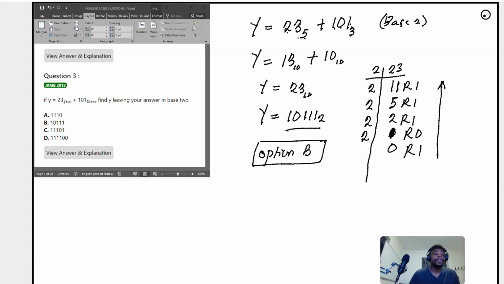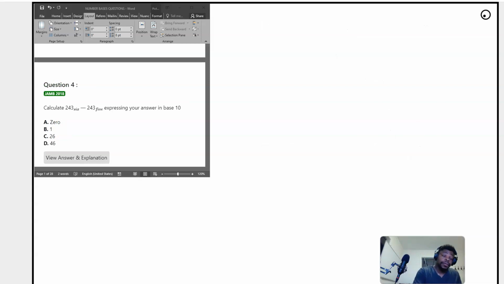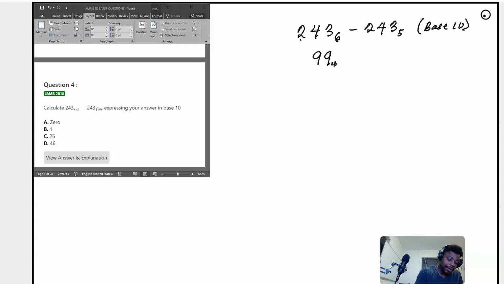Good. Now question 4. We are asked to calculate 243 in base 6 minus 243 in base 5. You want to leave your answer in base 10. Okay? So let's quickly do this. 2 times 6, 12. 12 plus 4, 16. 16 times 6, that is 96. 96 plus 3, that is 99 in base 10.